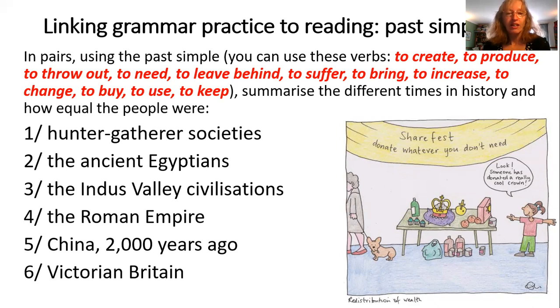Can you create sentences to summarize the different times in history and how equal the people were? Here are some verbs in red that you can use to talk about those different times in history. And if you want to go back to the reading texts, you can. Okay, pause now for 10 minutes in pairs to write as many sentences as you can. I would say at least 6, okay?